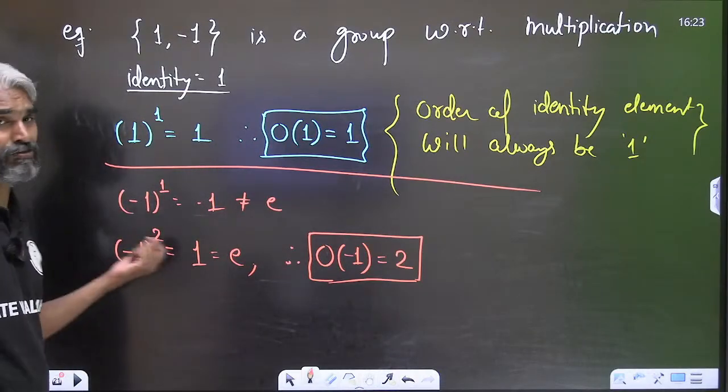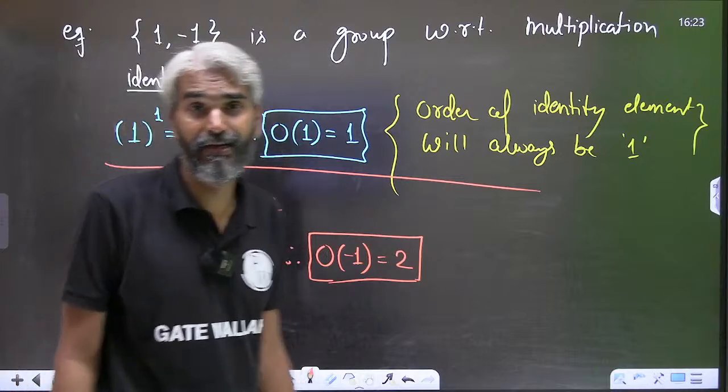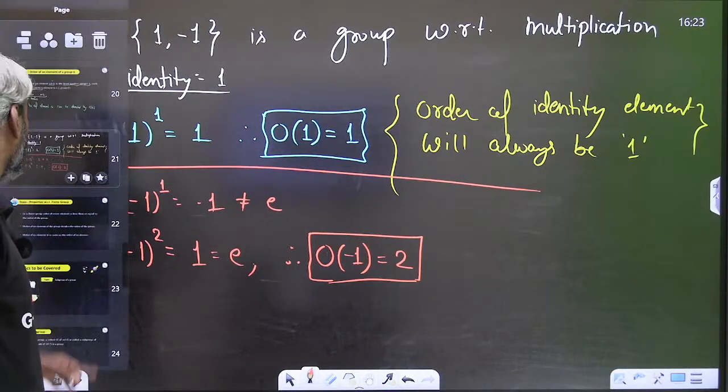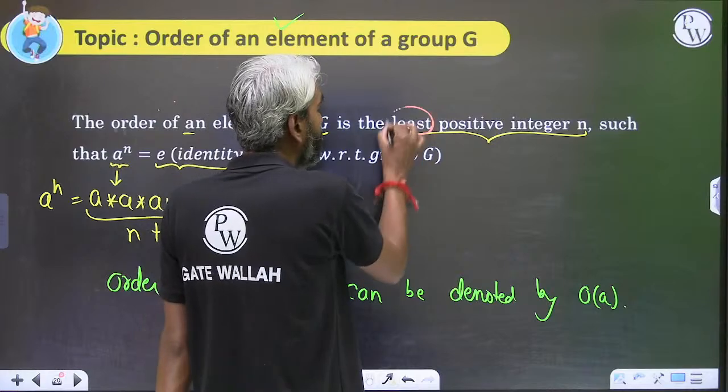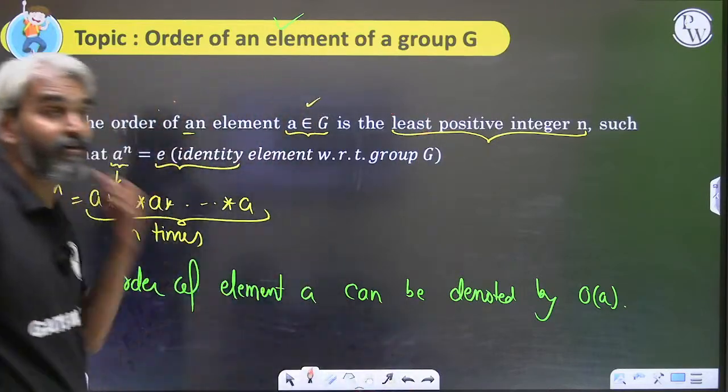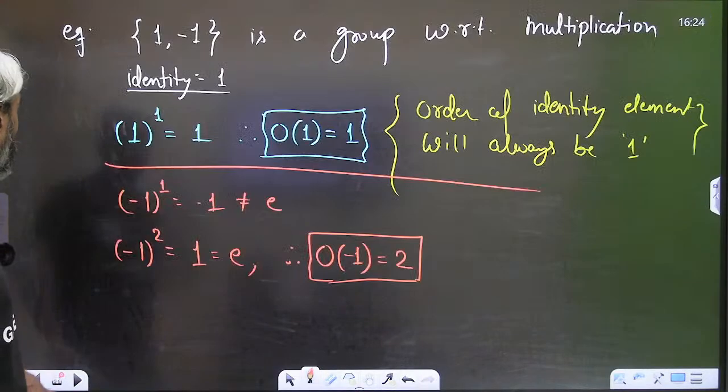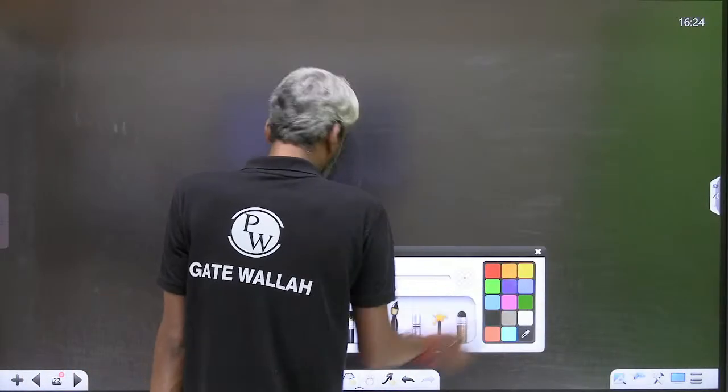Now you will say, sir, minus 1 raised to the power 4 also produces the identity element. But we are interested in the least positive integer. Okay, sir. That's one example.